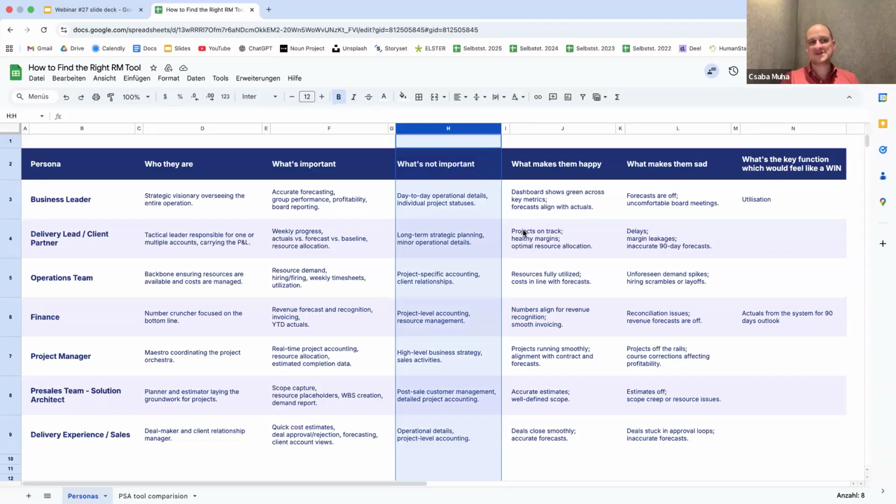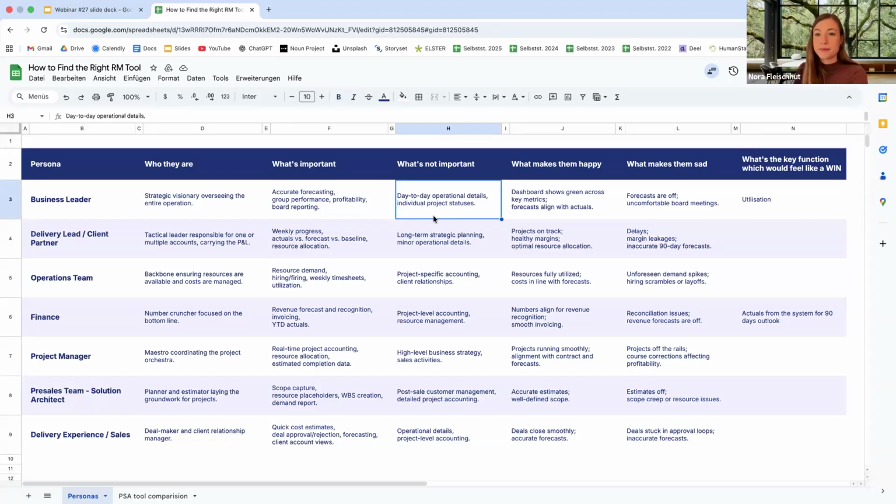For example, for a business lead, accurate forecasting is important, but they don't want to be involved in day-to-day operations. So on one end, they want to know exactly who is working on what without knowing who is working on what, if you know what I mean. They don't need to be part of the process. They just want the dashboard at the end. Exactly. But that's a pickle, because you want to have the depth without being in the trenches.